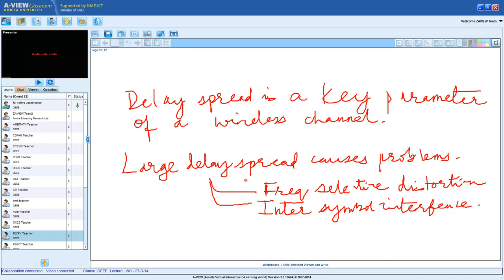Alright. Okay then, with that, let us stop this lecture here. Tomorrow we'll cover the Doppler effect and that will be our last lecture.